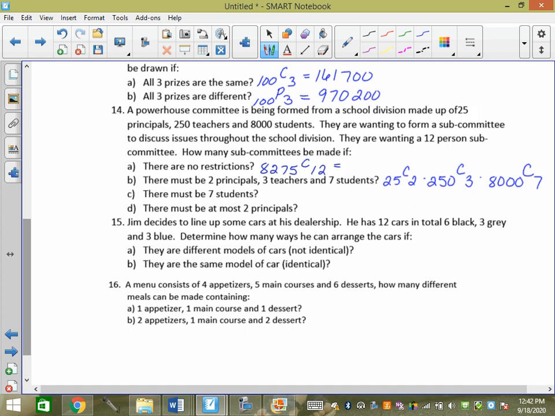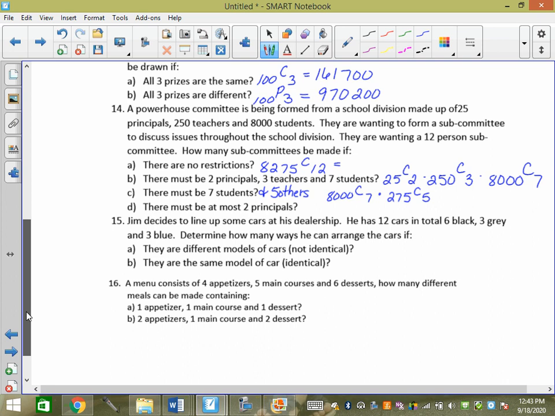Now there must be 7 students. That's great, but I need 12 people. So I need 7 students and 5 others that aren't students. So students, there's 8,000. So I'm going to do 8,000 C7 times the others. The others are 250 teachers and 25 principals. So 275 people, and I'm choosing 5 of them.